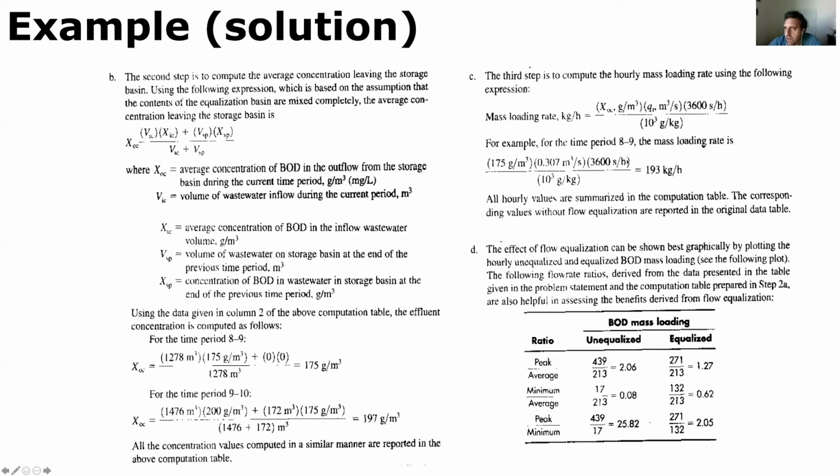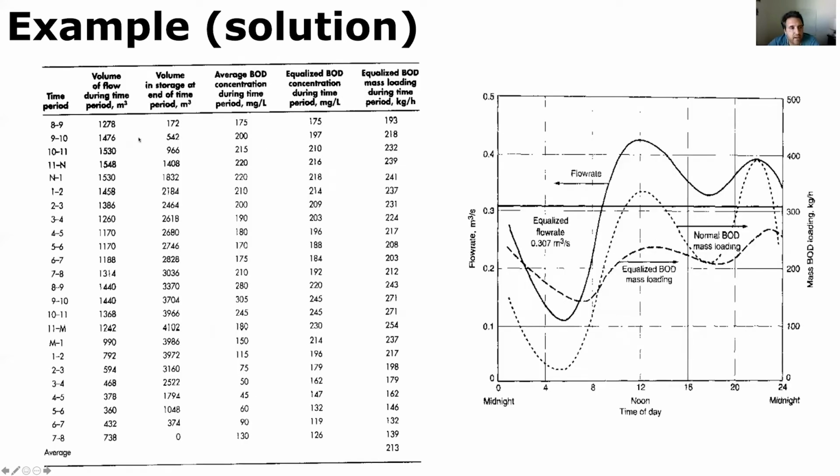We repeat these calculations for each hour. We can summarize the results in a table, and we can see the effect of flow equalization by plotting those values with respect to the time of day. All right, so you can see here the values in the table. We've got the volume in storage at the end of the time period, and we're starting with that time period 8 to 9 because that's when our tank is empty. And when it starts to fill up, and then you can see it comes back down to empty by the following day at 7 to 8.